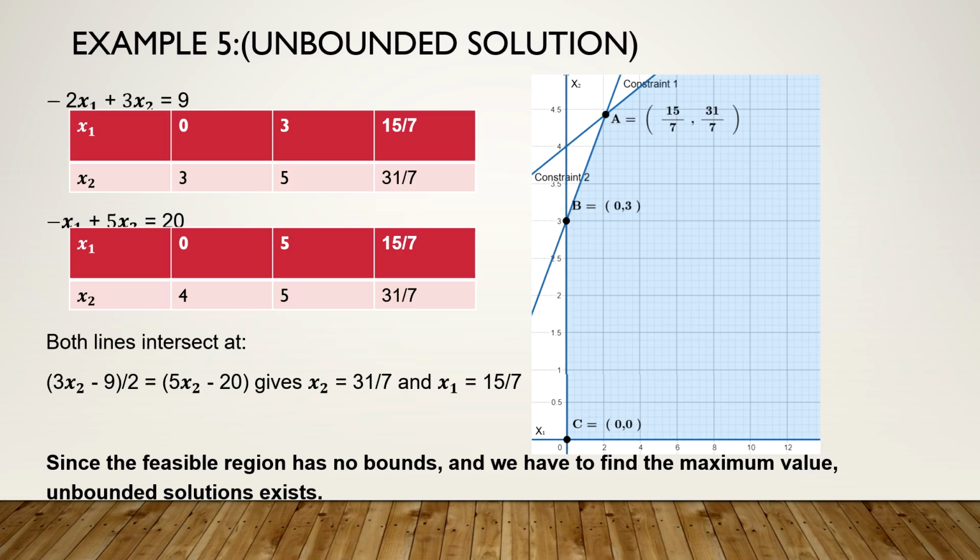If you remember, to get the feasible region, I have taken one more point which is 15 by 7, 31 by 7. This is nothing but the intersection of the two lines because it is one of the corner points. Since the feasible region has no bounds over here and we have to find the maximum value, that means as you go on increasing on the right hand side, you will be getting more and more maximum values. So basically an unbounded solution exists. So this is a case in which your feasible region is unbounded, so the solution is unbounded.